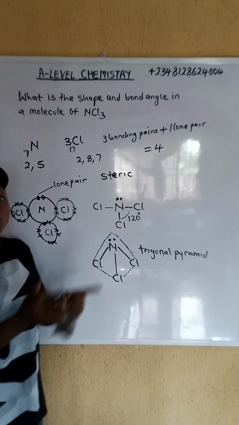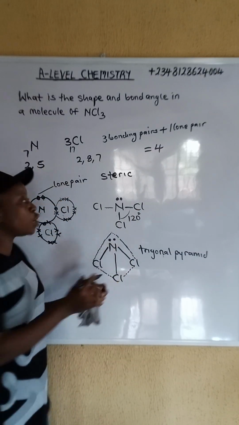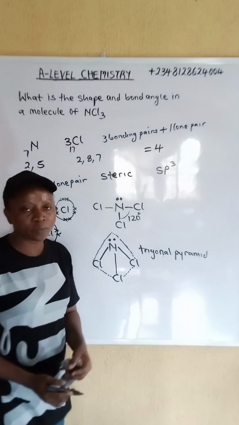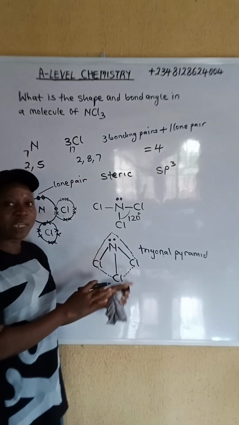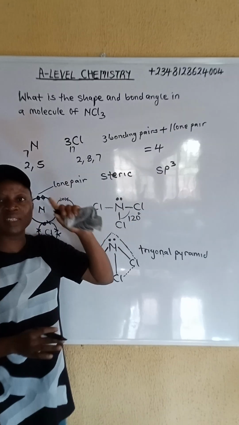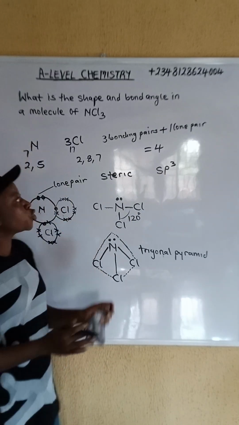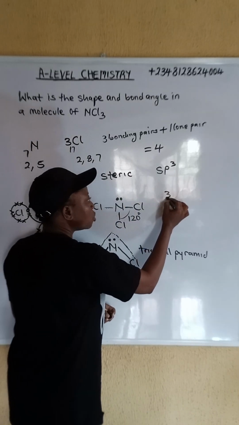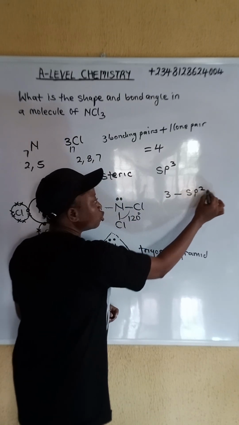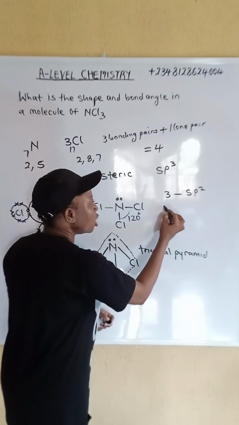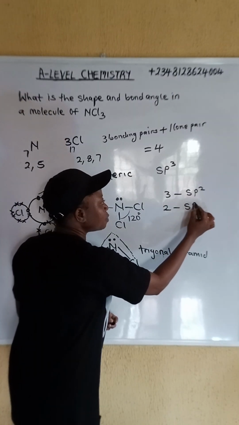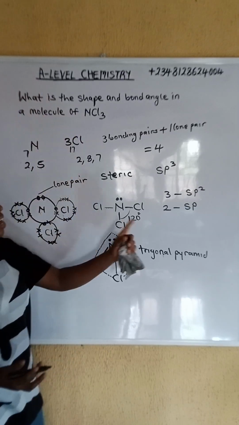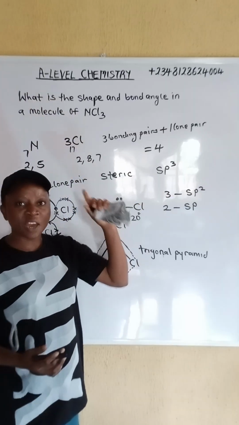When the sum of the lone pairs and the bonding pairs equals 4, you call it sp3 hybridization. When the sum equals 3, that will be sp2 hybridization. When it is equal to 2, you call it sp hybridization. So this nitrogen trichloride is sp3 hybridized. It's very simple.